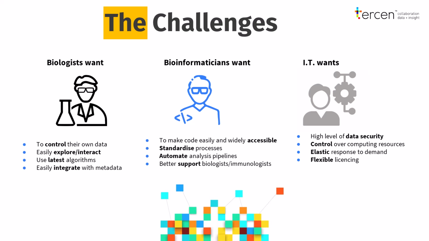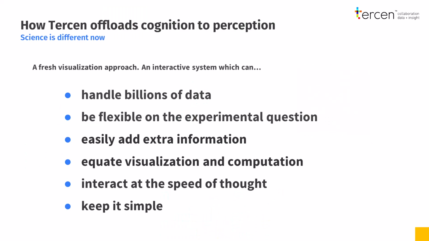And better support means higher value support, but also the number of biologists and immunologists they want to support. And what does the IT community want, especially the departments in large pharma or even in biotech and in universities? They want a high level of data security, especially now with the cloud technologies. They want to control their computing resources in terms of CPU and hard disk. They want to elastically be able to respond and increase the number of CPUs and hard disk or decrease it depending on the demand. And they want a flexible licensing model that can match this flexibility in number of users and resources.